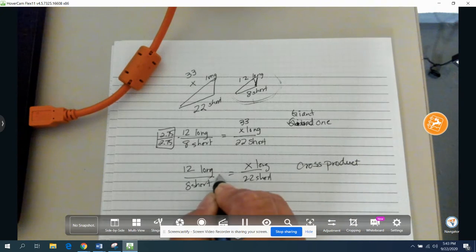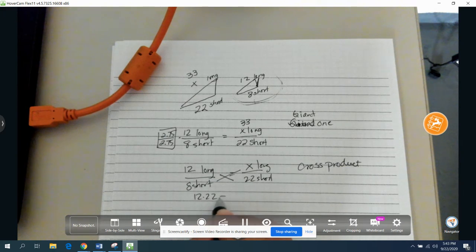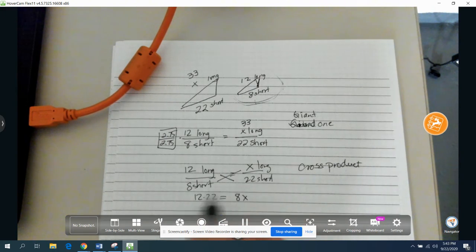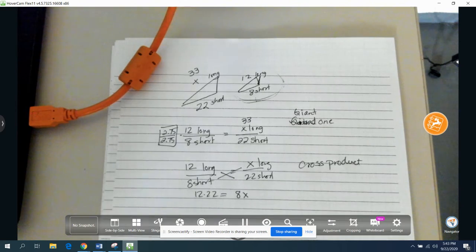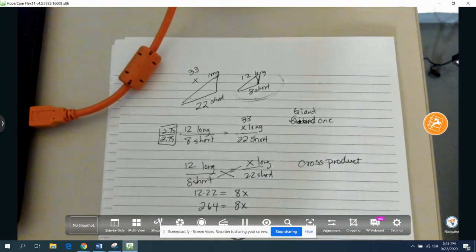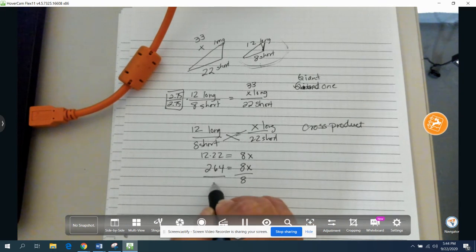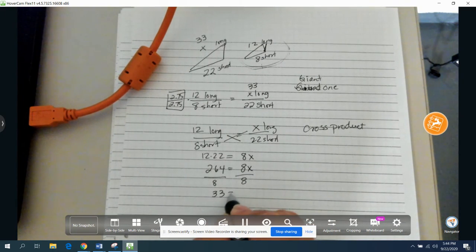And I can do my cross products. So products means multiply, cross is diagonal. So 12 times 22 is equal to 8x, because 8 times x. So I take 12 times 22, and I get 264 is equal to 8x. In order to figure out what x is, I would have to divide both sides by 8, and I get 33 is equal to x. So the side length is 33.